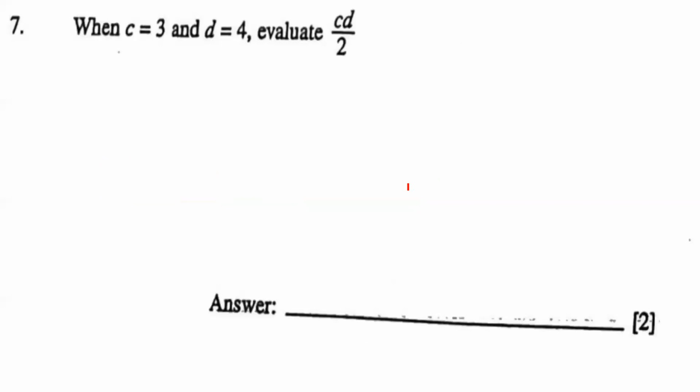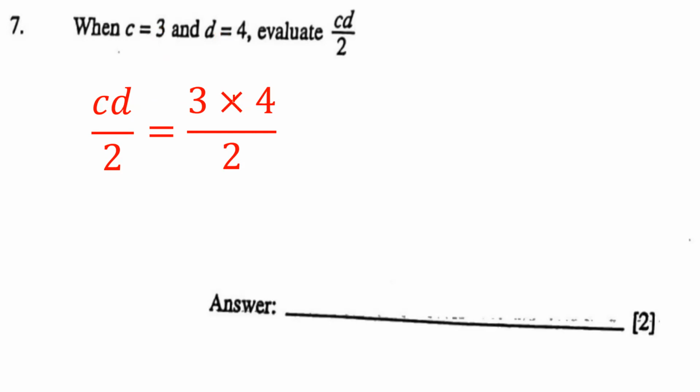The next question says, when C equals 3 and D equals 4, evaluate this algebraic expression, which says CD divided by 2, and the fraction bar means division. And so let's write down this algebraic expression that was given, CD divided by 2. Now notice that C is 3 and D is 4. So wherever we see C, we put 3, and wherever we see D, we put 4. So we have 3 times 4. The C is 3, the D is 4.